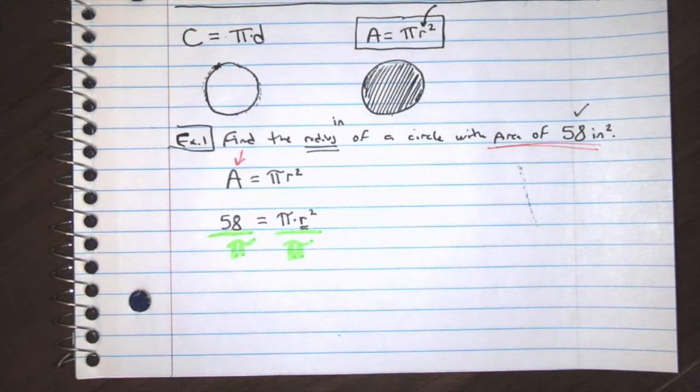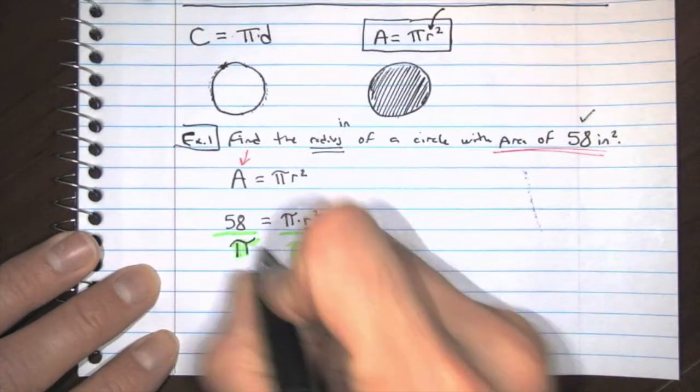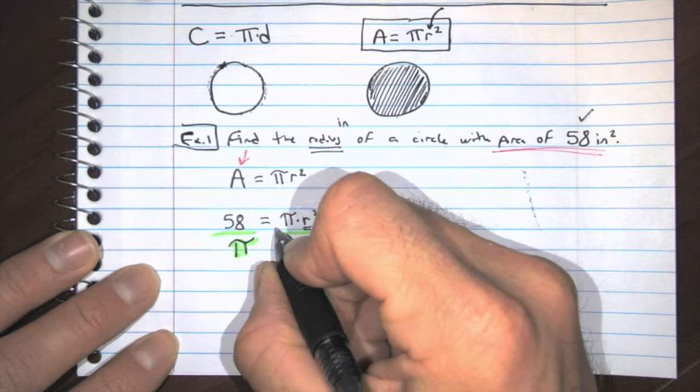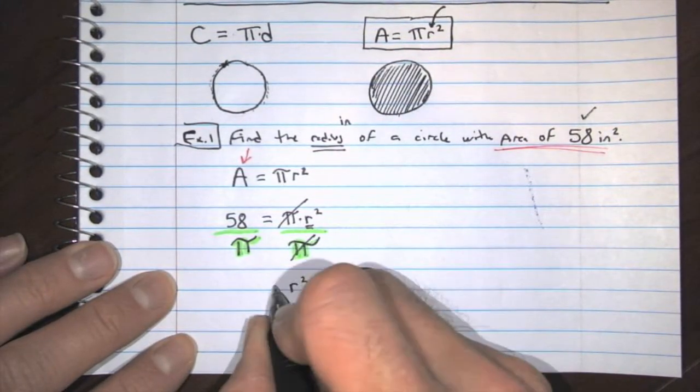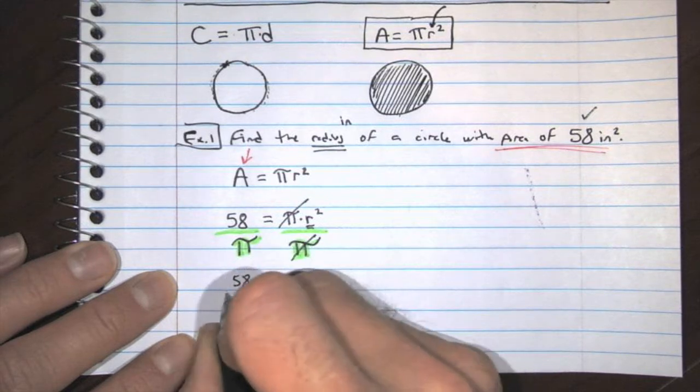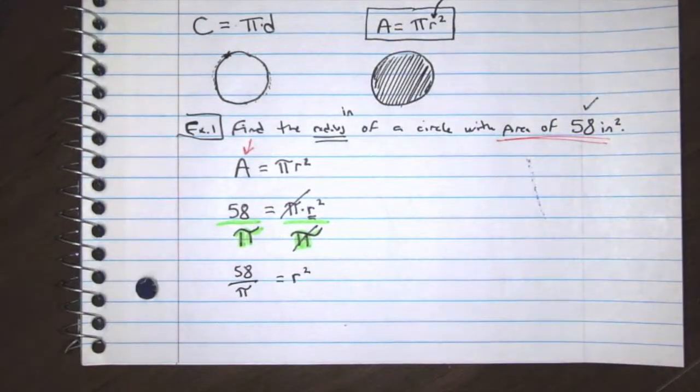So you divide both sides by pi. What that's going to do on the right-hand side is cancel those two pi's. So the r squared comes down, and you've got 58 divided by pi.